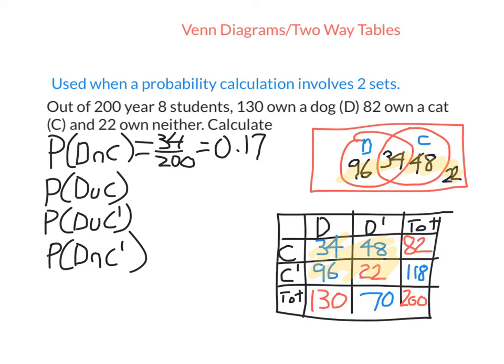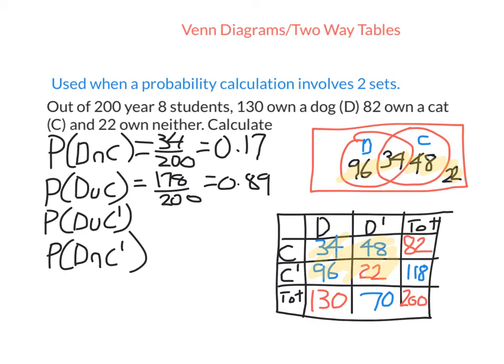So the next one says, what's the probability someone owns a dog or a cat? So D or C is everything in the circles. It's these three numbers here. These people own a dog or a cat, so do these, so do these. We include all the dog owners and all the cat owners. But just note, we don't include these people twice. So it's just 96 plus 34 plus 48 over 200. So it turns out to be 178 over 200, or 0.89.